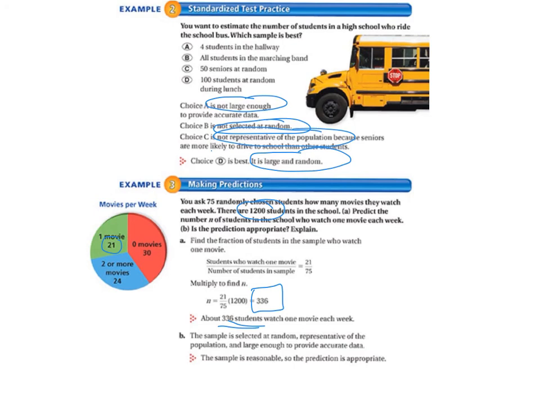Letter B says the sample is selected at random, representative of the population, and large enough to provide accurate data. So the sample is reasonable, so the prediction is appropriate.